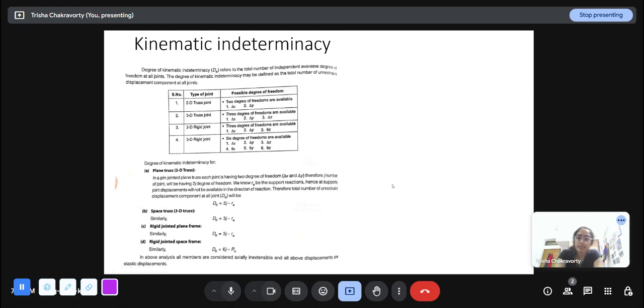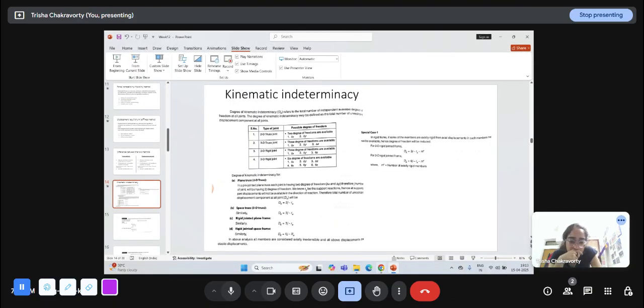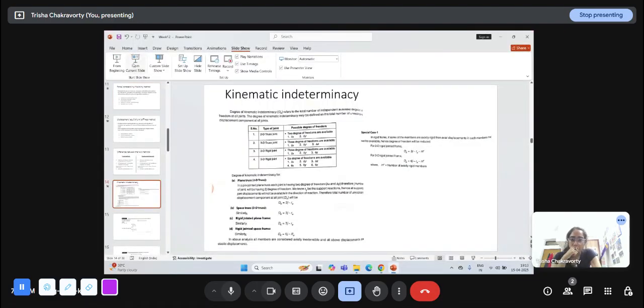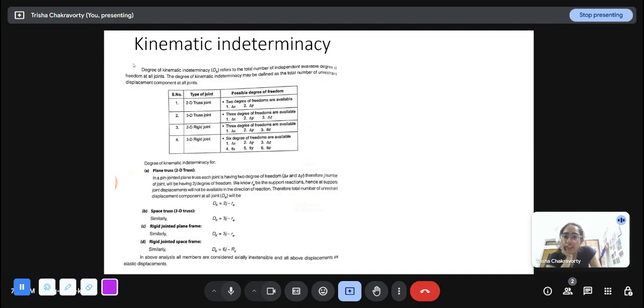Kinematic indeterminacy has to do with the degrees of freedom, the free-to-move aspects of a structure. The degree of kinematic indeterminacy refers to the total number of independent available degrees of freedom at all joints. It may be defined as the total number of unrestrained displacement components at all joints overall.